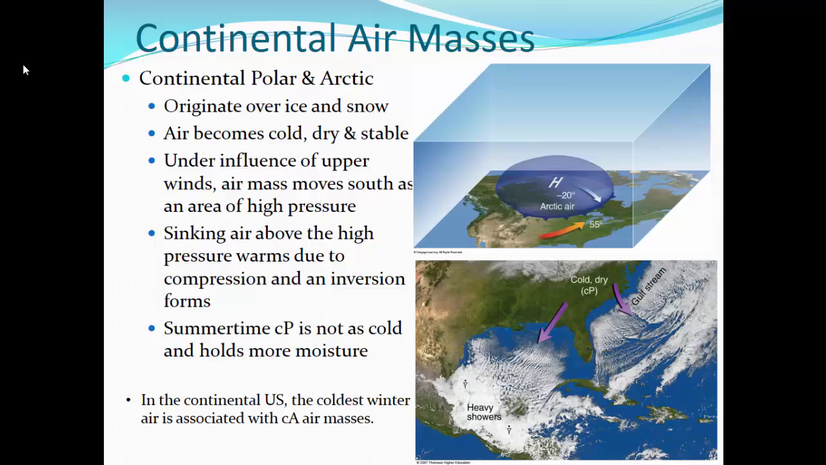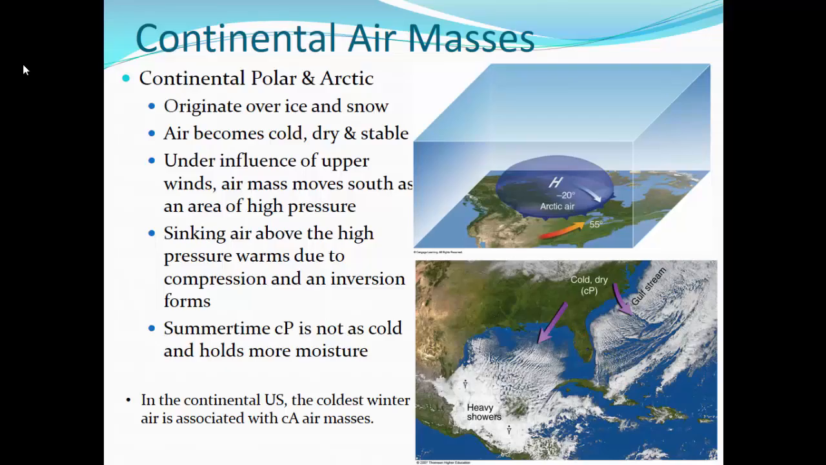Continental air masses are the continental polar, CP, or the continental Arctic air masses, both dry, and of course the Arctic very cold, the polar cold. They, as you might expect, originate over ice and snow. They are cold, dry, and very stable, and under the influence of upper winds, continental polar or continental Arctic air masses move south as areas of high pressure.